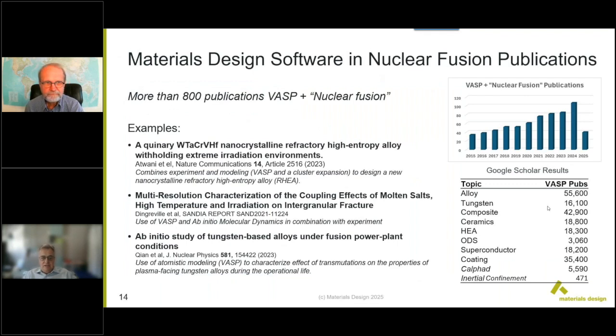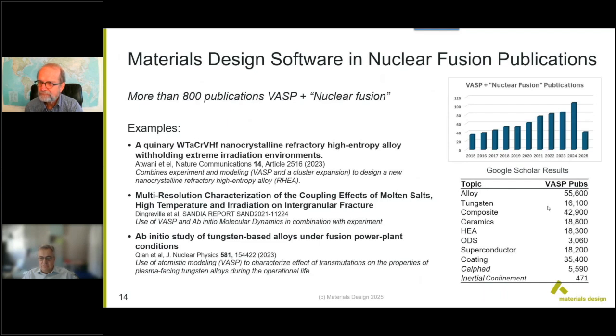So I'll conclude my section here by just highlighting that in terms of materials modeling, there's really a large and growing number of publications that cover nuclear fusion and that are relevant for nuclear fusion. So in total, using Google Scholar, there's probably about 800 publications just using the leading density functional code VASP, which is available through Materials Design in conjunction with nuclear fusion.